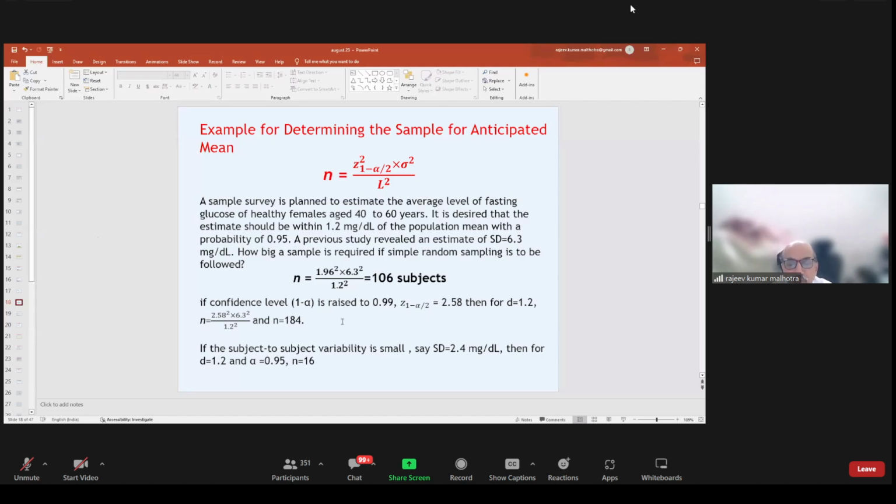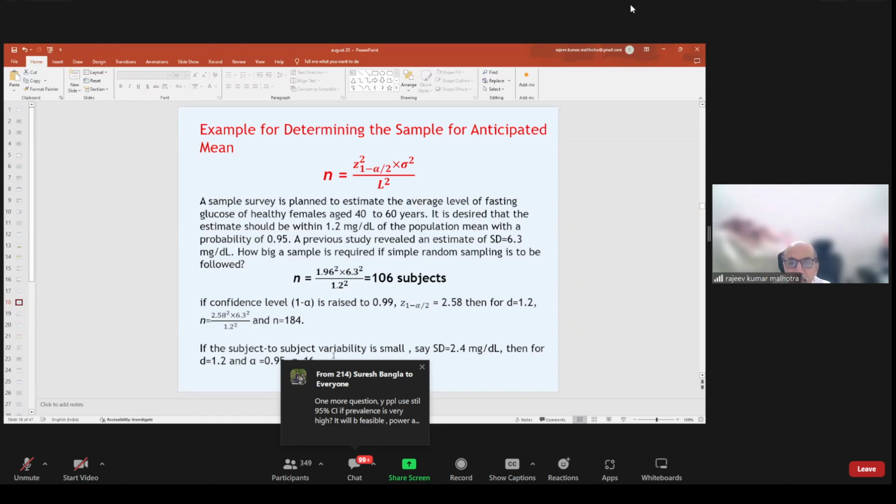Now, I will try to explain what happens if I increase the confidence level from 95% to 99%. My sample size will increase, because this is the numerator, this is the denominator. If we increase the numerator value, our sample size will increase. If we increase the denominator value, our sample size will decrease if the other two remain the same. So if the confidence level 1 minus alpha is raised to 99%, our Z value is 2.58, and our sample size will be n equal to 184.